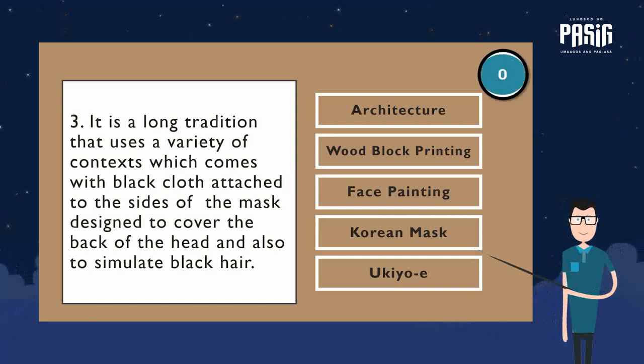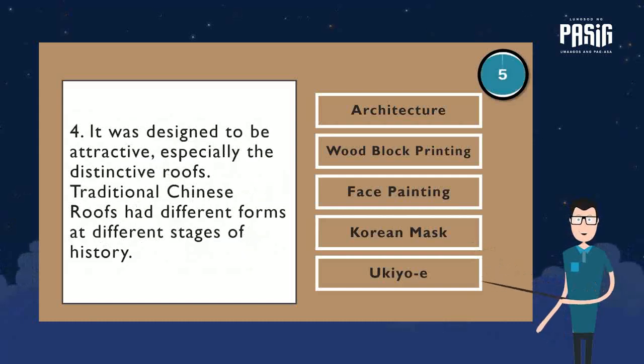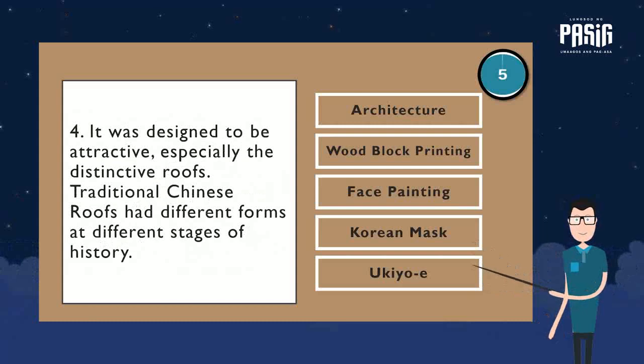Time is up. Let's have number 4. It was designed to be attractive, especially the distinctive roofs. Visual Chinese roofs had different forms at different stages of history. Is it architecture, woodblock printing, face painting, Korean mask, or ukiyo-e? You have 5 seconds.